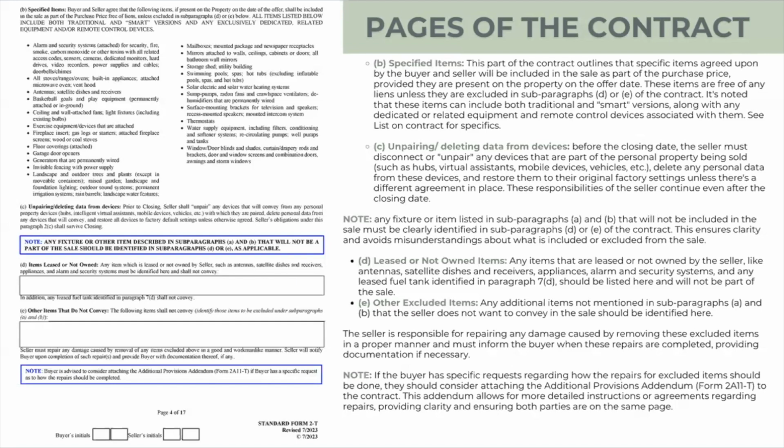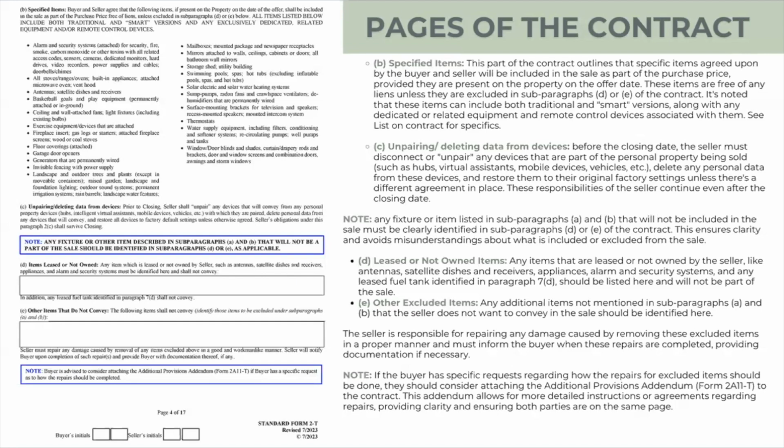And C covers unpairing or deleting data from devices. So before the closing date, the seller must disconnect or unpair any devices that are part of the personal property being sold, such as mobile devices, vehicles, virtual assistants, Nest, Ring cameras, etc. Delete any personal data from these devices and restore them to the original factory settings unless there's a different agreement in place. These responsibilities of the seller continue even after the closing date.